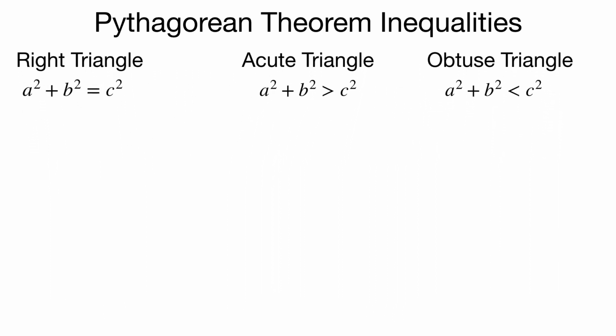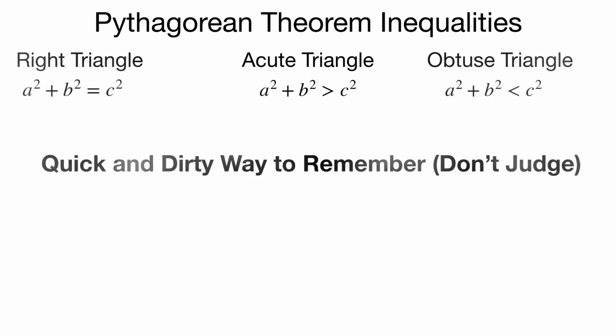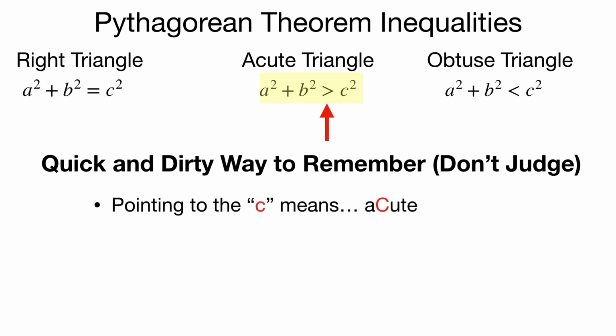Now all this can be a little hard to remember. Hopefully you can remember those pictures, but if you can't, I do have a quick and dirty way to remember. Now don't judge, I kind of hate myself for it, but this should help you remember. Let's look at A squared plus B squared bigger than C squared first. If you look at the greater than symbol, it looks like a little arrow pointing to a C. And guess what? There's a C in the word acute. So if the symbol's pointing to the C, it means you've got an acute triangle.